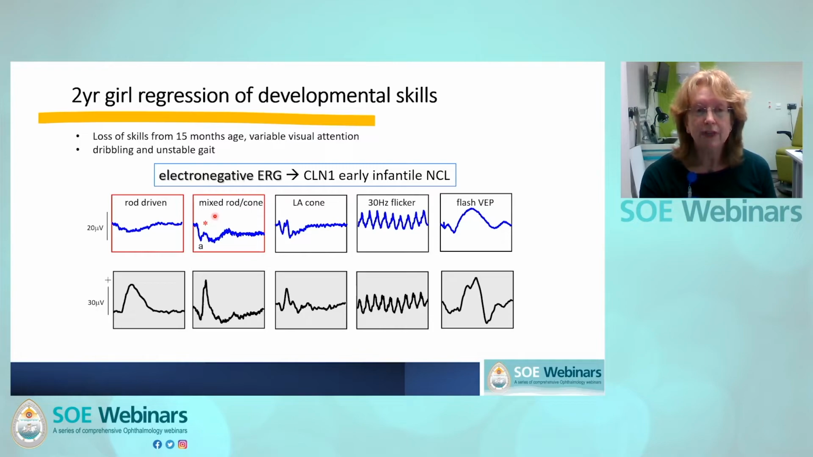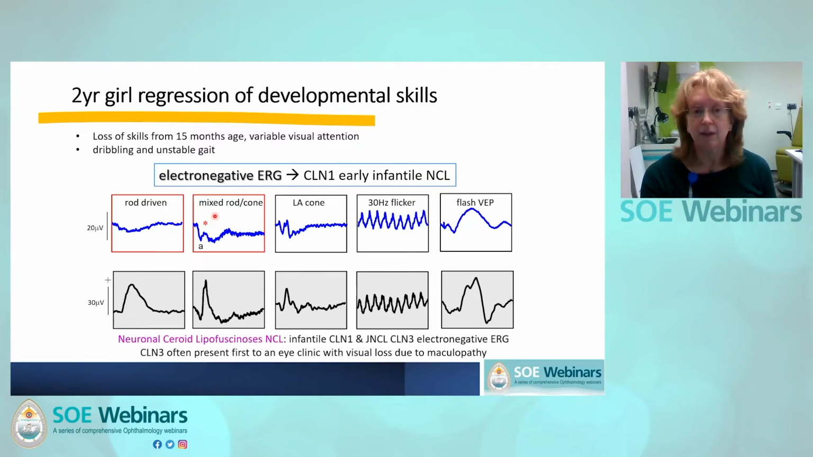Now, an electronegative ERG in this context of progression signposts CLN1, early infantile NCL, or Batten's disease. There are two, the infantile and the juvenile forms, that are associated with electronegative ERGs. CLN3, the juvenile type, will often present first to an eye clinic with visual loss due to maculopathy.